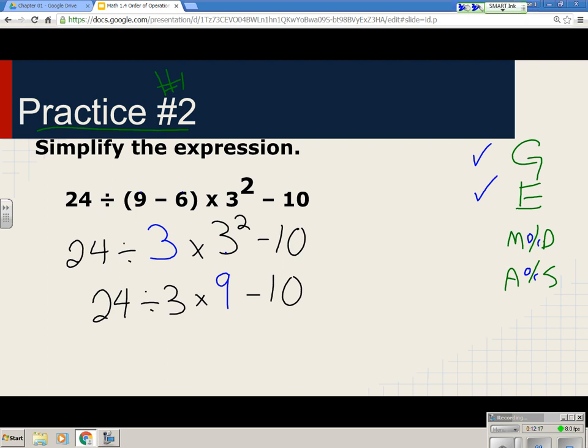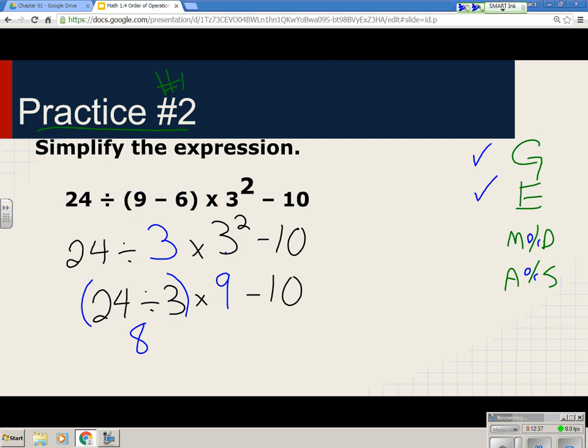All right, next we're looking for multiplication or division. In this case, I see division first. I see 24 divided by 3 before I see 3 times 9. So I'm going to do 24 divided by 3 first. And 3 goes into 24 8 times.